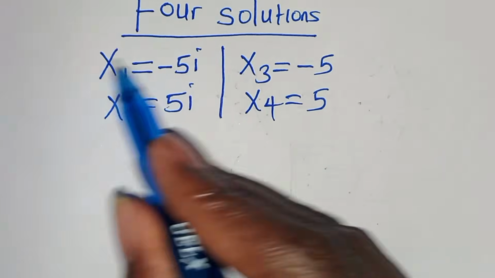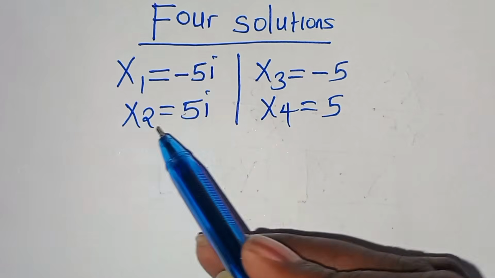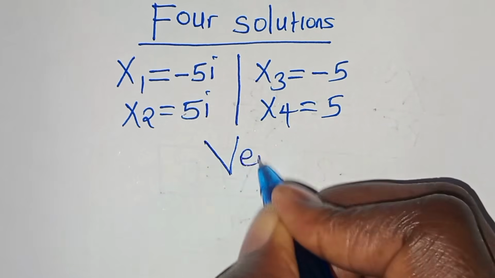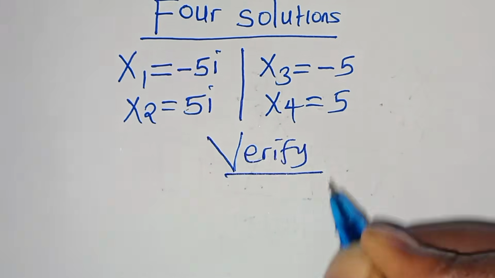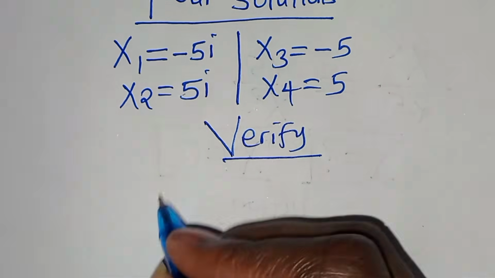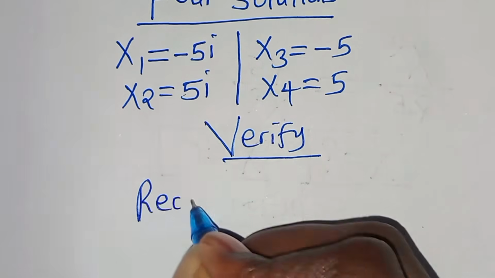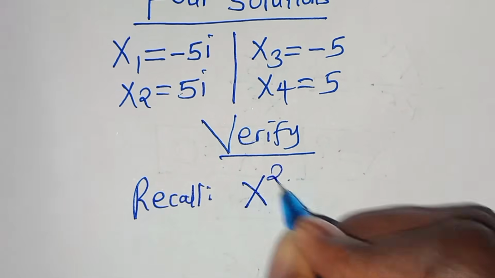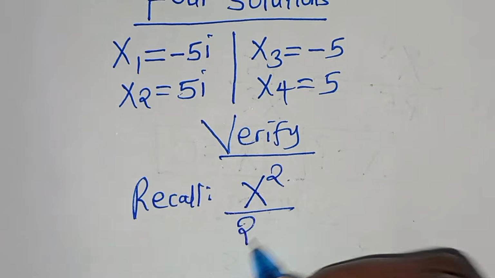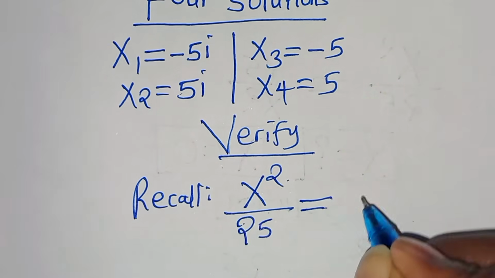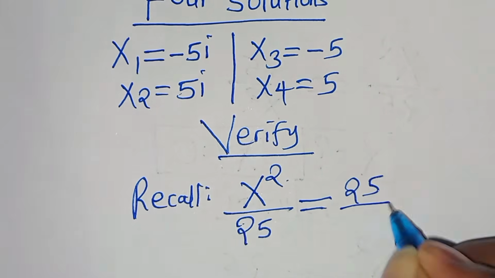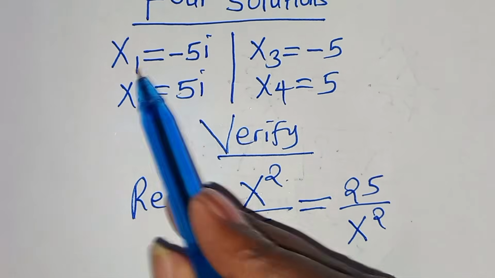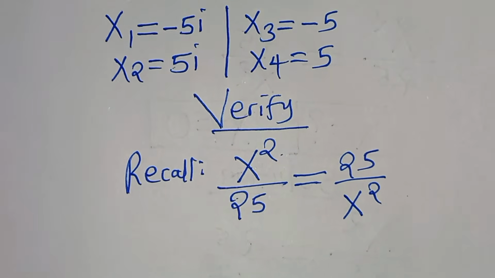So here we have 4 solutions, that is x1, x2, x3, and x4. So now the next step is to verify that these 4 solutions satisfy the equation. Now, if you recall, we have that x squared divided by 25 is equal to 25 divided by x to the power of 2. So let's start with x1, which is minus 5i.